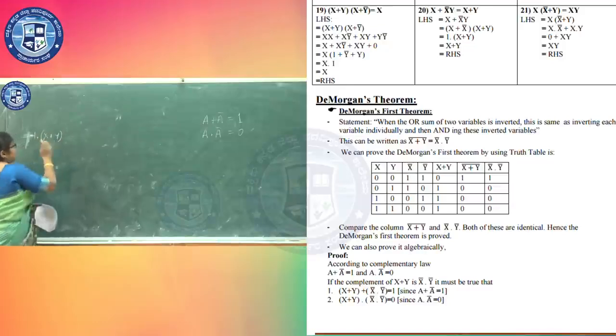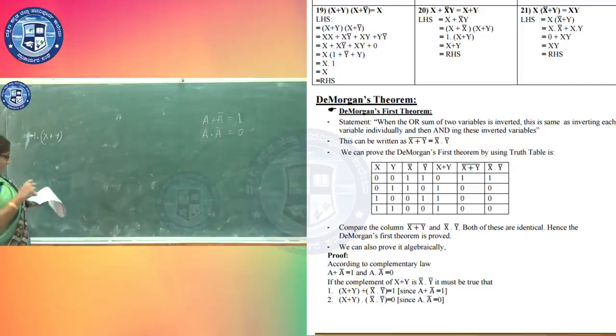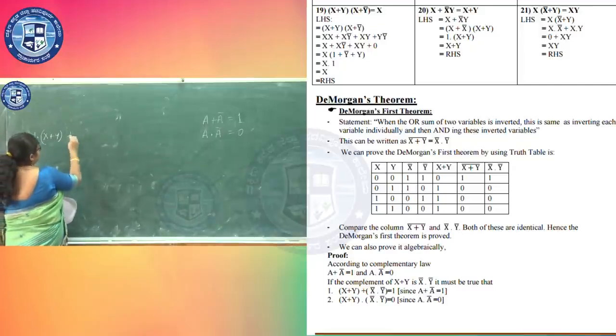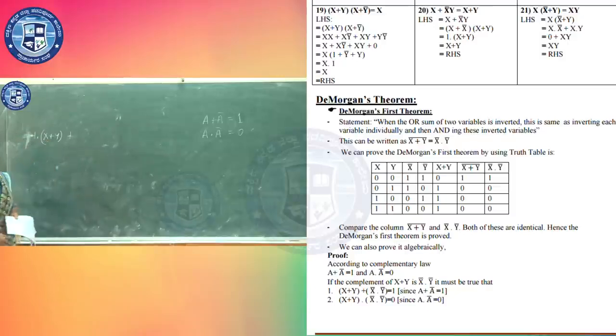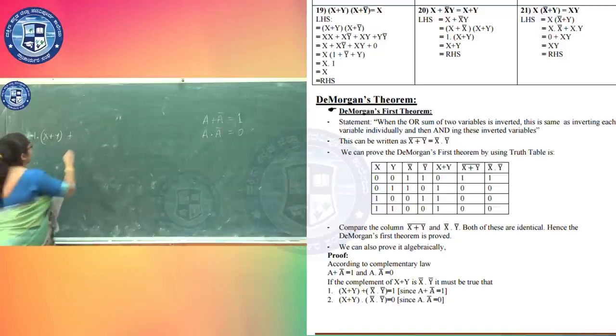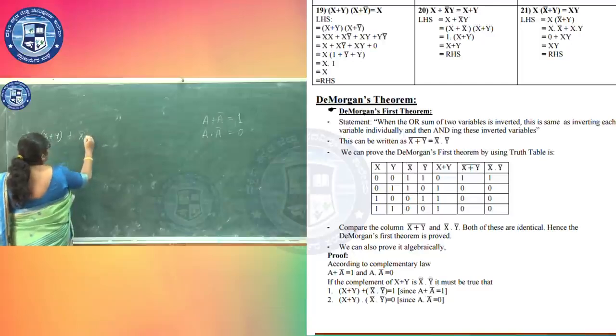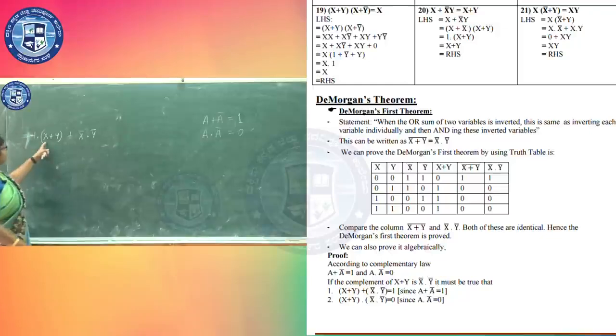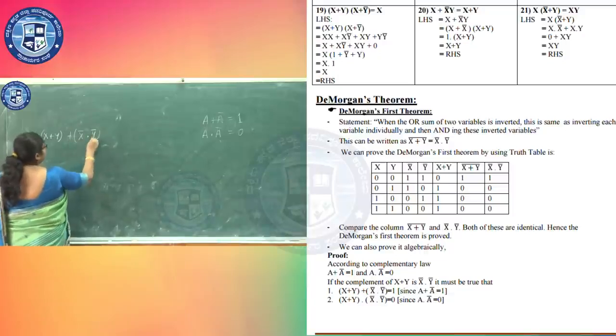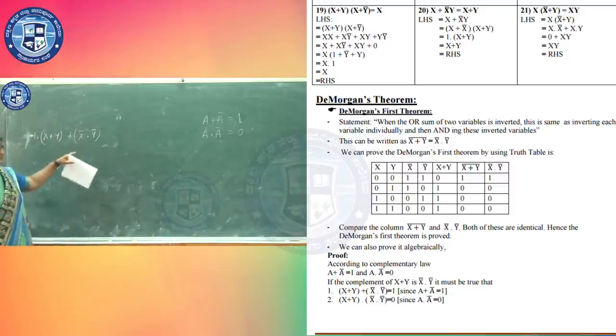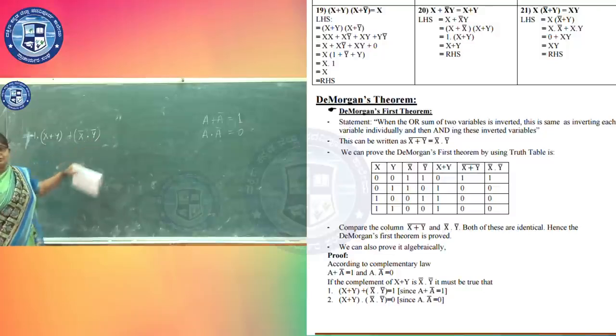We are taking x plus y as a single term, plus this complement. This is a variable. We shall consider x plus y as a single variable. Its complement is nothing but x dash into y dash. We have just changed the symbol. X plus y's complement is x dash into y dash.